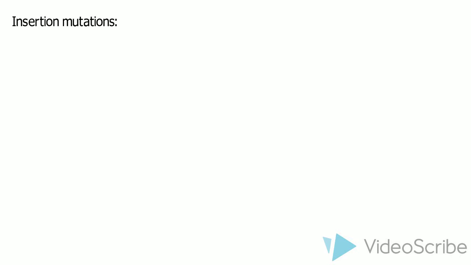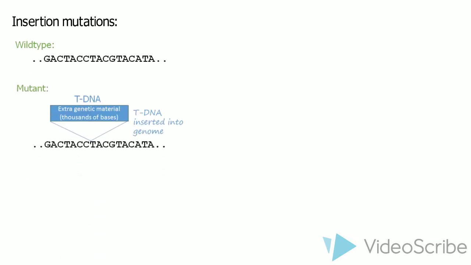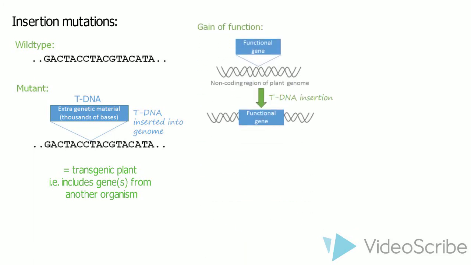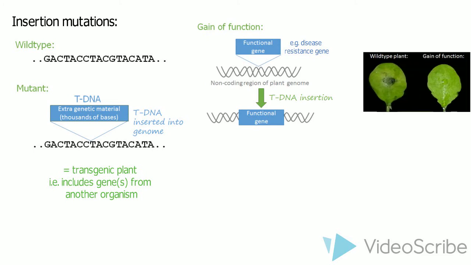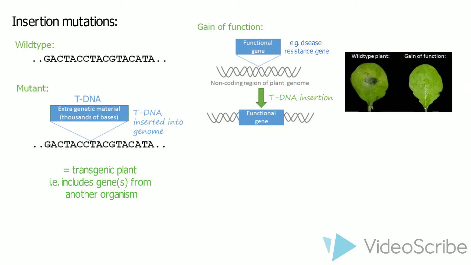Another way to mutate plants is to insert a relatively large piece of additional DNA into the genome, and that results in the production of a transgenic plant. It's got genes from different places inserted. So you could insert some DNA that contains something useful, so you could insert a disease resistance gene from another species into your plant and then see whether its response to infection is different. And this would be known as a gain of function mutation. There's a new useful gene that has gone in.